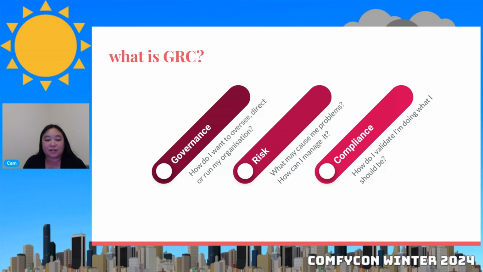And then compliance. How do I validate that whatever I put down to manage my risk actually works? How can I test it? How can I make sure that all those controls, all those methods and means that I've decided to put in will actually do what they're supposed to do?